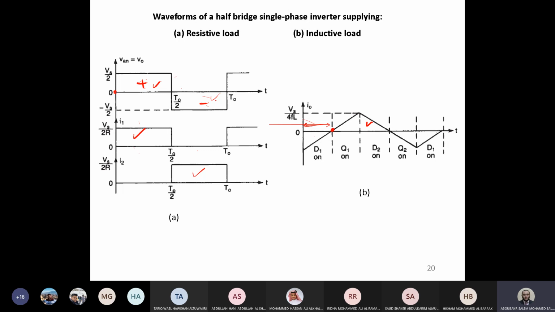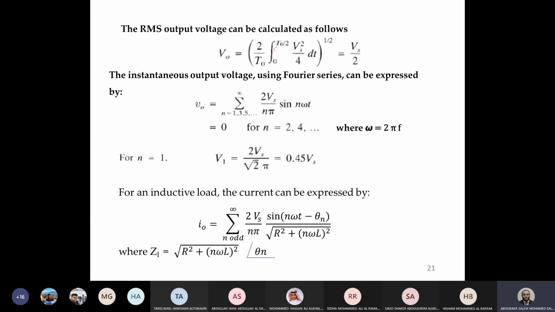Yes, it should be equal, because we said this is T0 and this is T0 over 2. So these two rectangles are equal in area. In this case, we can integrate only over the period from 0 to T0 over 2 and multiply the area by 2. So the relation will be 2 over T0, which is the overall period of the cycle, for the integration from 0 to T0 over 2.